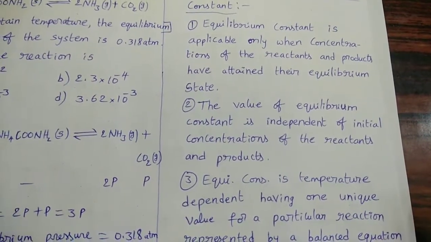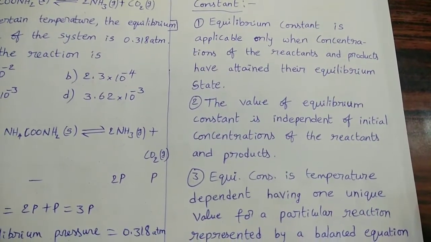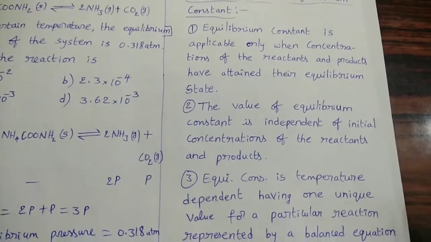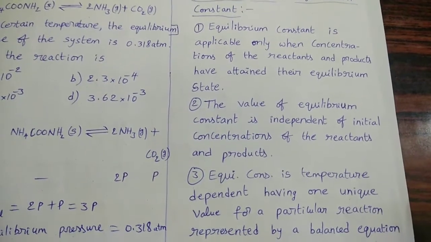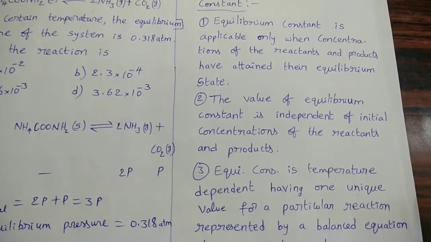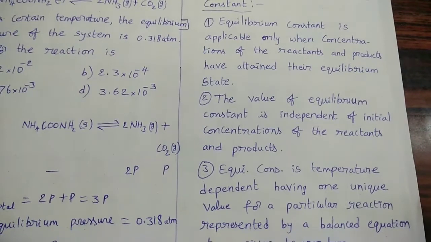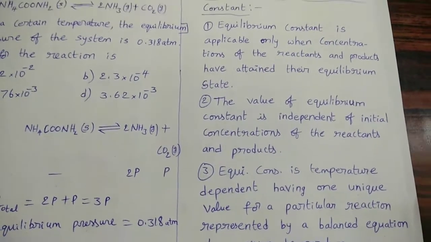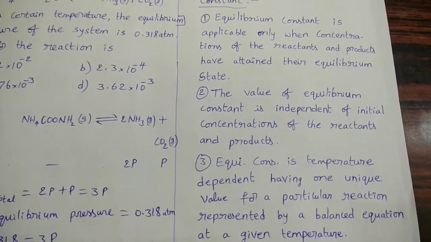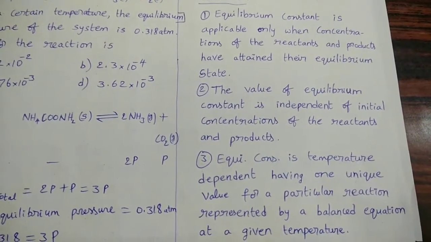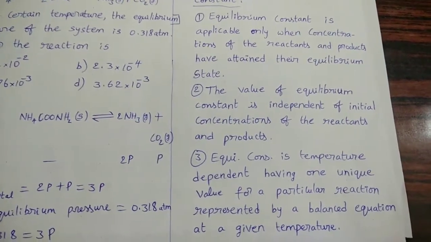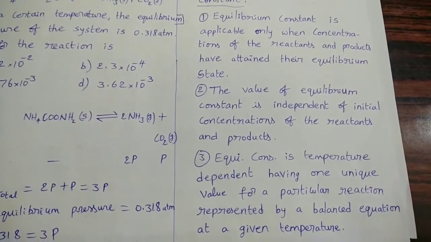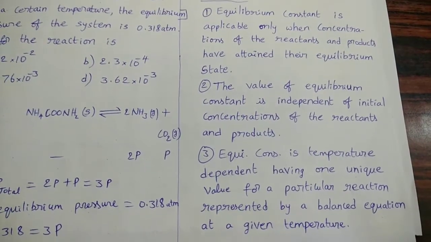Equilibrium constant is temperature dependent. That means if temperature changes, the value of equilibrium constant will also change. Temperature decides equilibrium constant. At a particular temperature, equilibrium constant having a particular value. If the balanced chemical equation is changed, then equilibrium constant will also change. So equilibrium constant having a unique value for a particular balanced equation. If temperature changes, its value changes. If balanced chemical equation coefficients change, then also equilibrium constant is changed. See the next one.